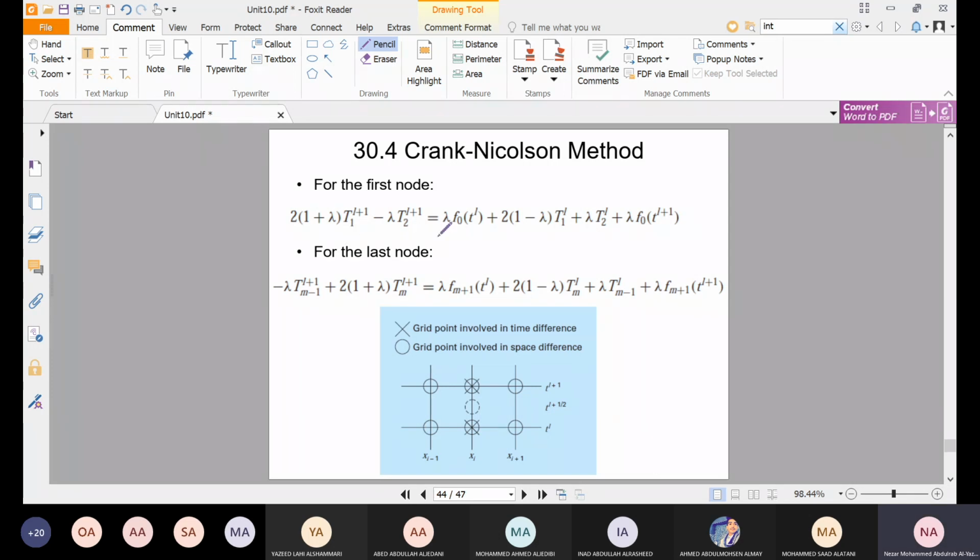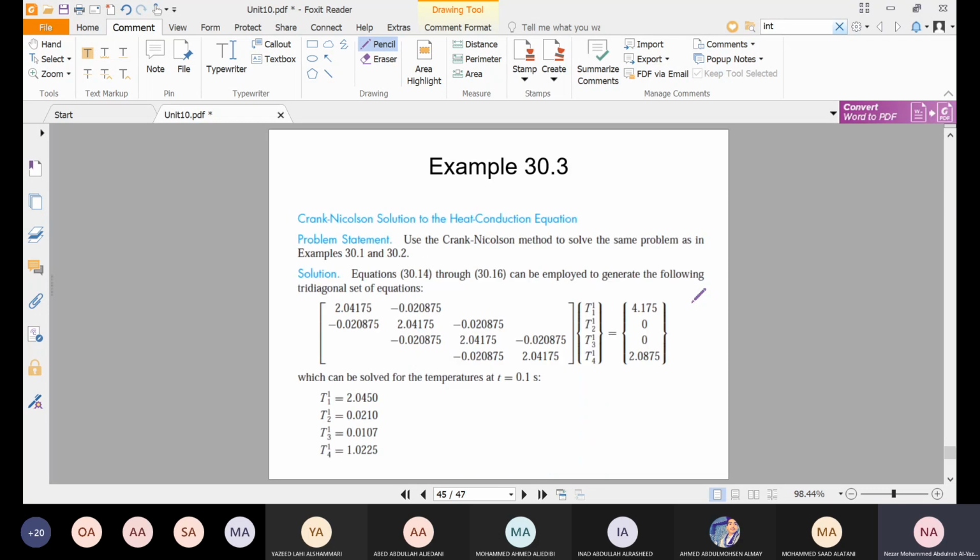Again, we start with the first node and the last node. So this is the equation for the first, and this is the equation for the last. And we said f of 0 is nothing, just the temperature. F n plus 1 is also just a temperature. So by using the Crank-Nicolson method to solve the same problem, we apply that method here. And this method is also unconditionally stable. That means this method is stable, and it provides better accuracy than the simple implicit method.